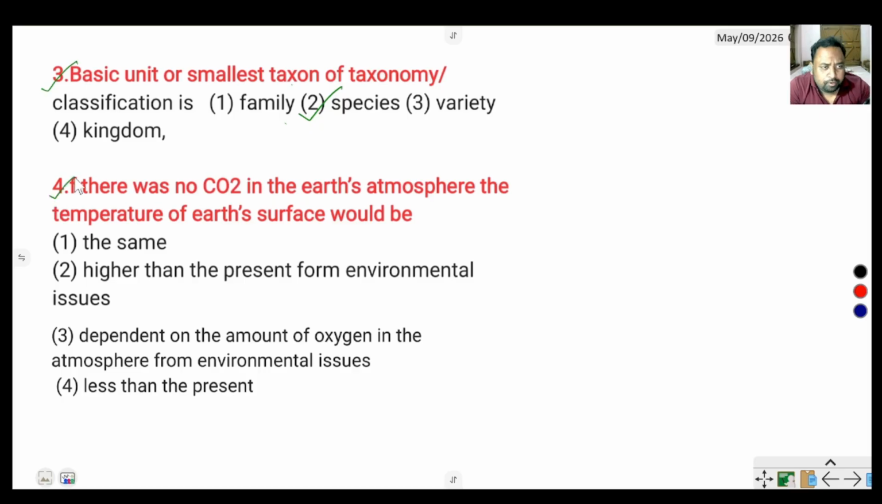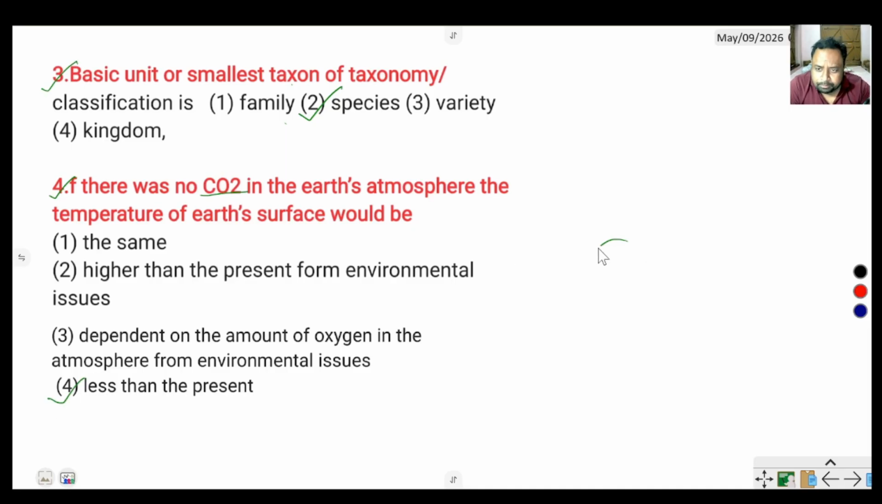Now question number 4: if there was no CO2 in the Earth's atmosphere, the temperature of the Earth's surface would be the same, higher than the present, dependent on the amount of oxygen in the atmosphere, or less than the present. The correct option is less than the present.